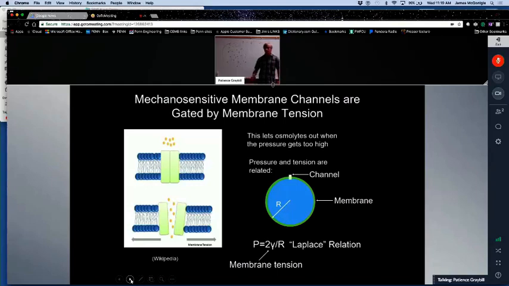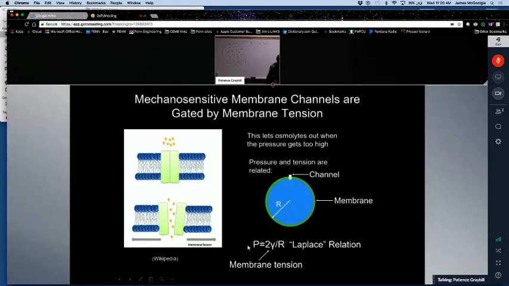And it seems that each channel has a certain tension at which point it becomes activated. So it's basically a safety valve is the idea. So what you're seeing here is that now there is tension on the membrane and the osmolytes leak out, and then that reduces the tension.